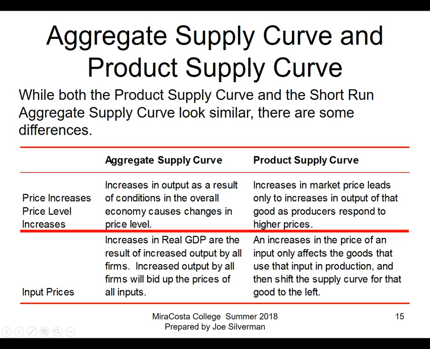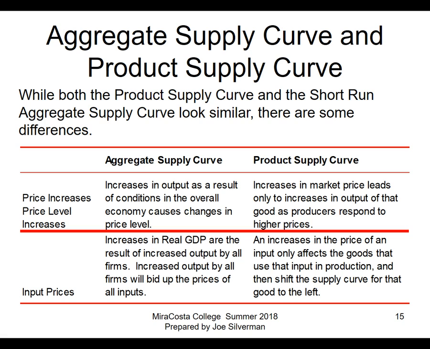Okay, input prices. When we see increases in real GDP, this is something happening throughout the entire economy. It's affecting everybody. It's not just affecting us, it's affecting our competitors, it's affecting people in other industries. And that's the thing that's going to lead to input prices going up, because we're all competing to try to get the same inputs and they're in limited supply. On the other hand, if we had an increase in input prices for the product that we produce, then that's actually going to lead to a decrease in supply, right? Now, remember the example I gave you of hops and beer.